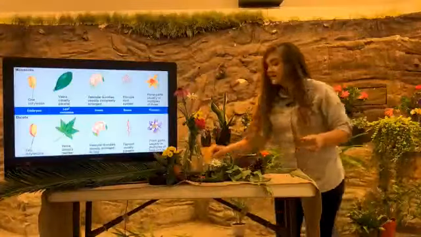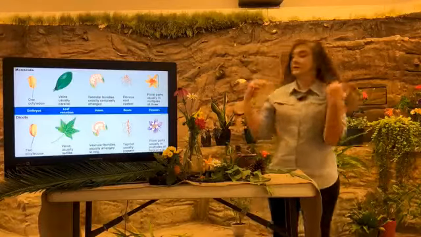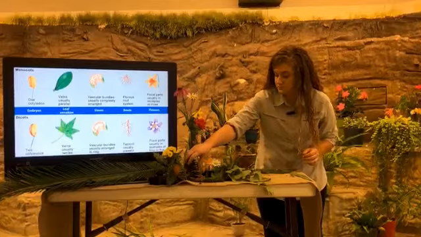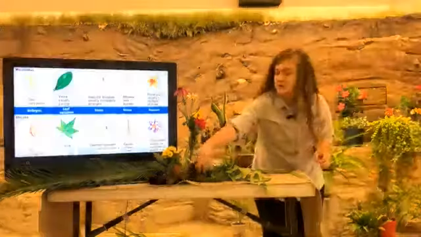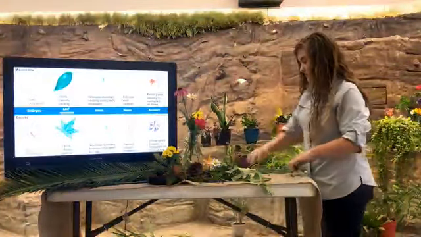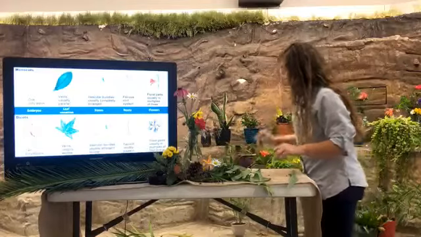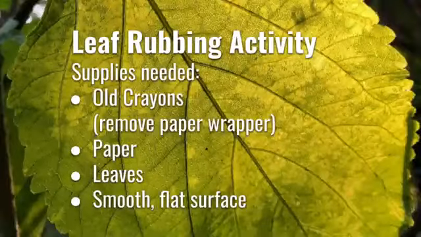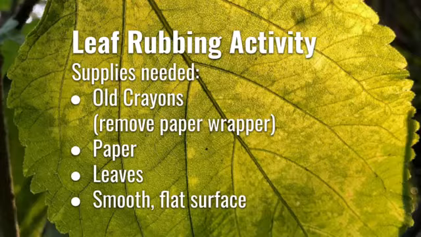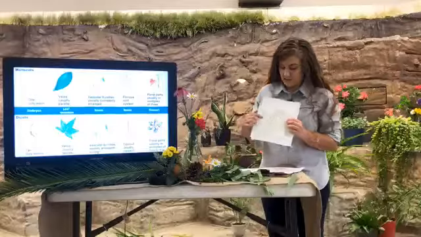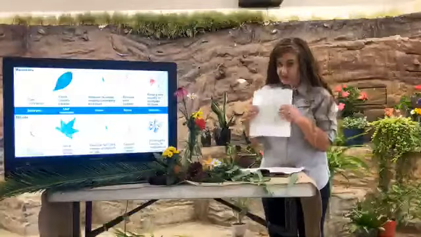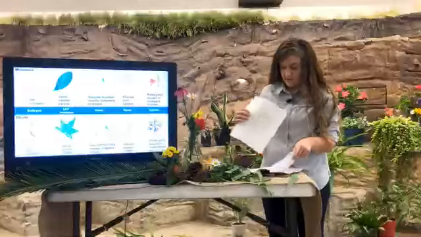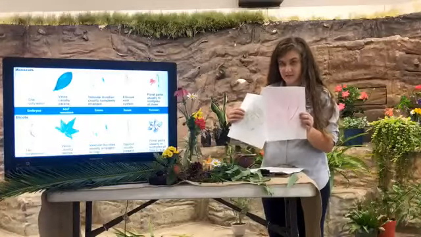So what we're going to do is actually look at those leaves one more time. I'm going to move some of this stuff over, and we're going to do a leaf rubbing. With a leaf rubbing, you can actually show those veins in the leaf. Now this would be a dicot because it has those branched out veins. This is the fig leaf that we looked at, has branched out veins.